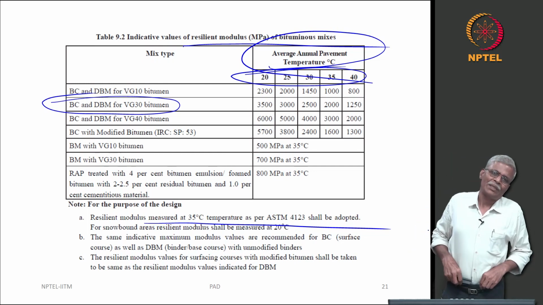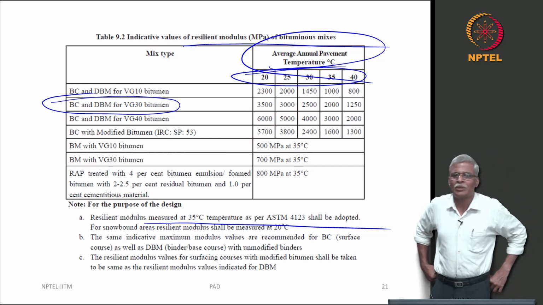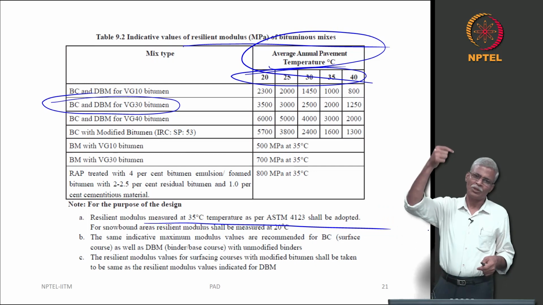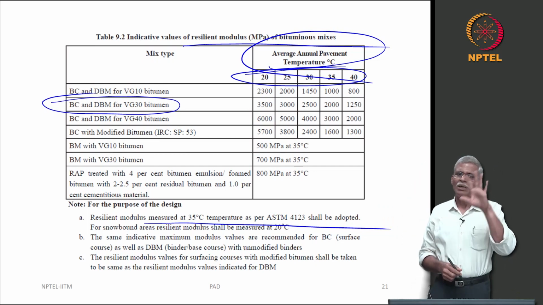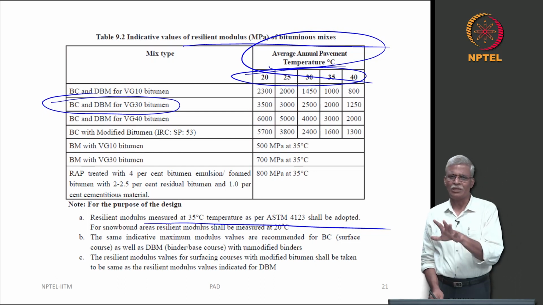In ASTM D7369 you do not assume a Poisson's ratio, you actually compute it, because you measure not only the horizontal deformation, you also measure what is called the vertical deformation. Okay. But there are also, philosophically, big differences between these two codes.